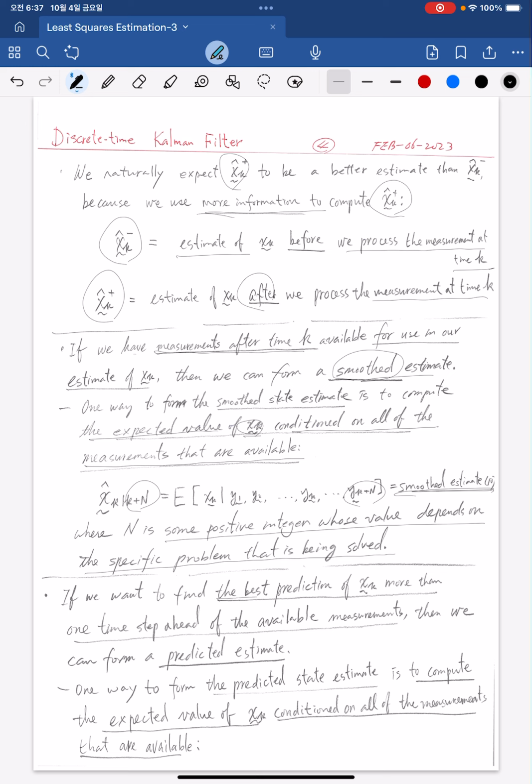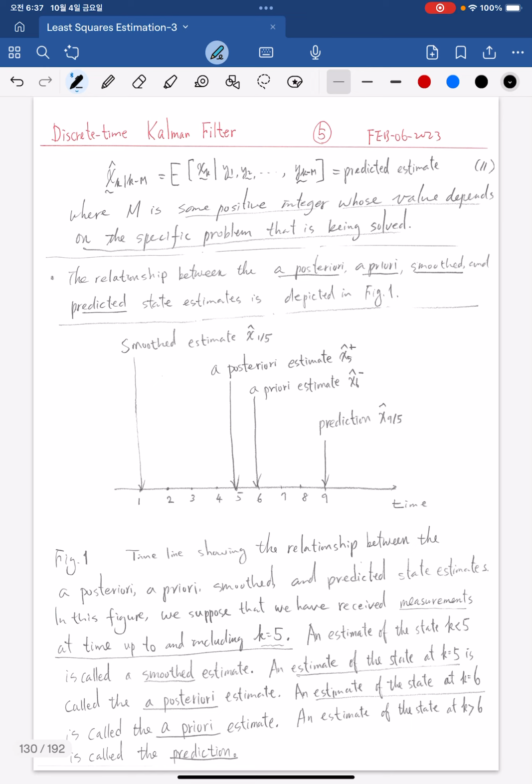If we want to find the best prediction of x_k more than one time step ahead of the available measurement, then we can form a predicted estimate. One way to form the predicted estimate is to compute the expected value of x_{k+m} conditioned on all the measurements that are available, up to k, where m is some positive integer whose value depends on the specific problem that is being solved. The relationship between the a posteriori, a priori, smoothed, and predicted state estimates is depicted in figure 1.